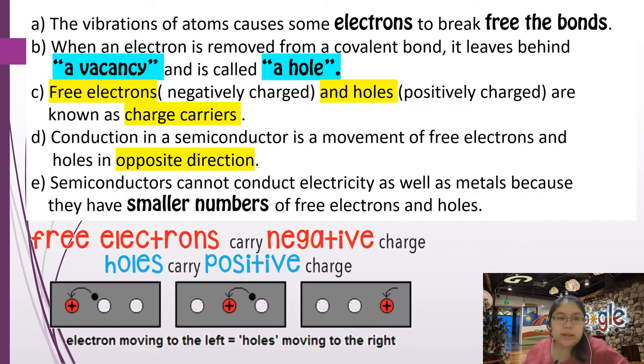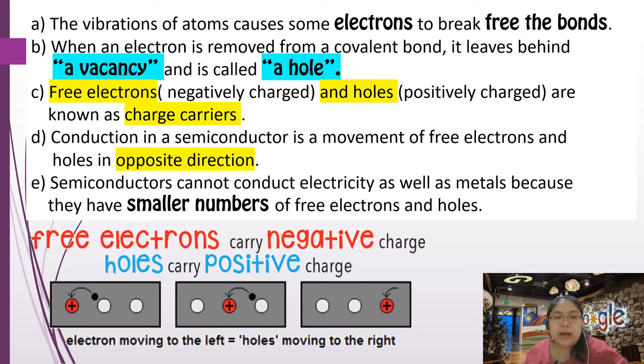Let's see this part, the explanation for the charge carriers. The vibration of the atoms causes some of the electrons to break free from the bond. When the electron is removed from the covalent bond, it leaves behind a vacancy. When the electron moves far away, you find an empty space left behind. This empty space we call a hole. Before that, positive and negative were together. When the electron starts to move, what is left is a hole, which is a positive charge. The free electron is a negative charge and the hole is a positive charge. These two things we call charge carriers.